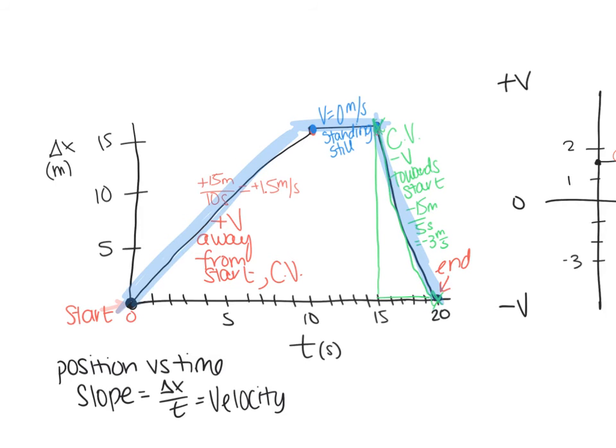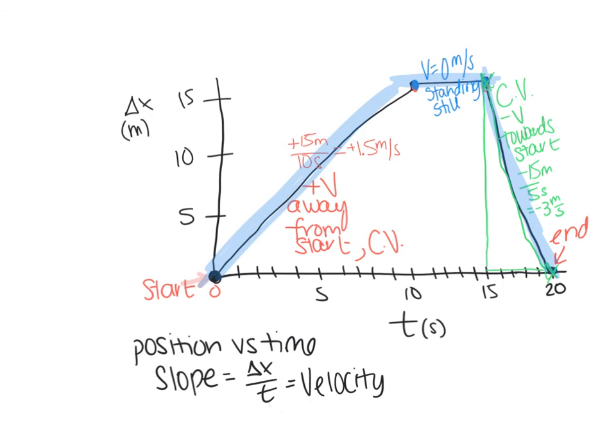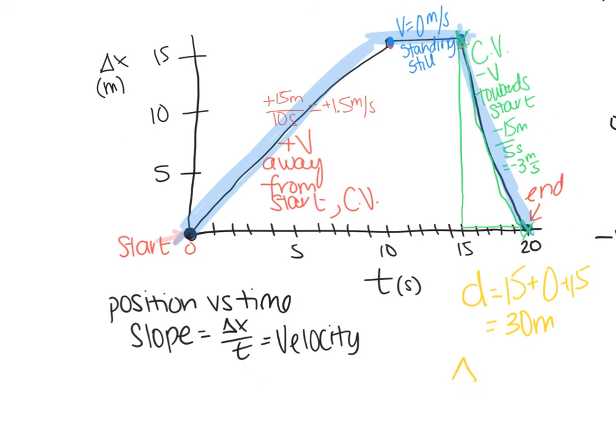Okay. From this graph, I can gain some other information too. What else can I grab from this one? Can I get my total distance? Even though it's a position-time graph, could I get my distance? Yeah. What's my total distance? How much did I cover in the first chunk? In the second chunk? And in the third? Good. So my total distance is 30 meters. What's my displacement? 0 meters.